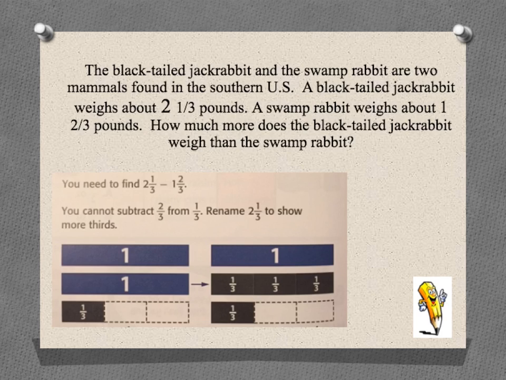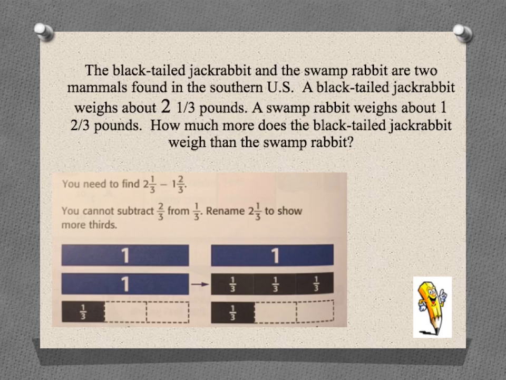Okay, this time I want you to write this one down. We're going to go ahead and show you again for those of you that like to see it. This is the problem we're going to work on. The black-tailed jackrabbit and the swamp rabbit are two mammals found in the southern United States. A black-tailed jackrabbit weighs about 2 1/3 pounds. A swamp rabbit weighs about 1 2/3 pounds. How much more does the black-tailed jackrabbit weigh than the swamp rabbit?